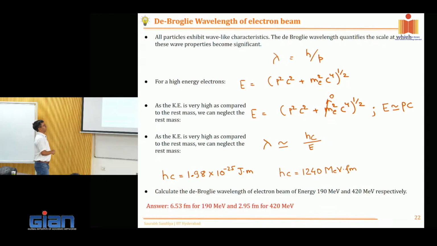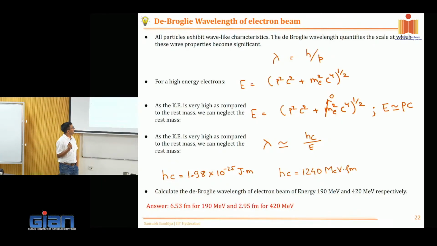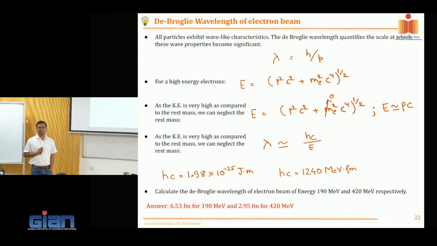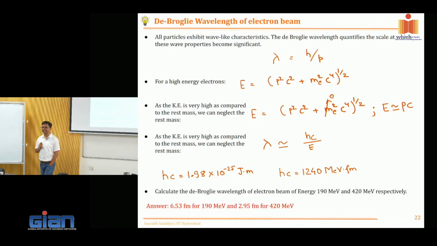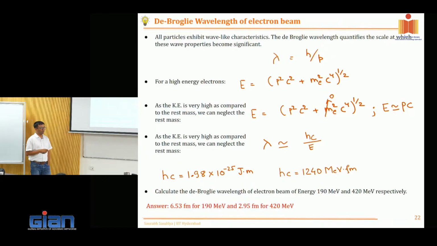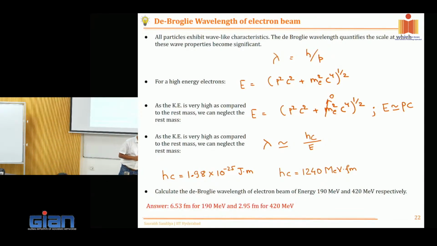So the question is, can you calculate the de Broglie wavelength of an electron beam of energy 190 MeV and 420 MeV respectively? Since the time is running out quickly, I will just tell you the answer. You can do this exercise later. The answer is 6.53 femtometer for a 190 MeV beam of electrons and 2.95 femtometer for 420 MeV. Why I did this exercise, you will see in a moment. So this is one concept, just to remember.